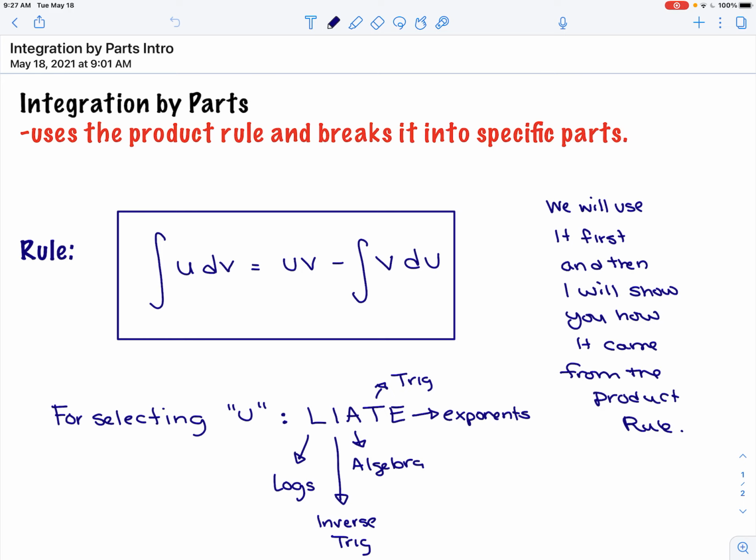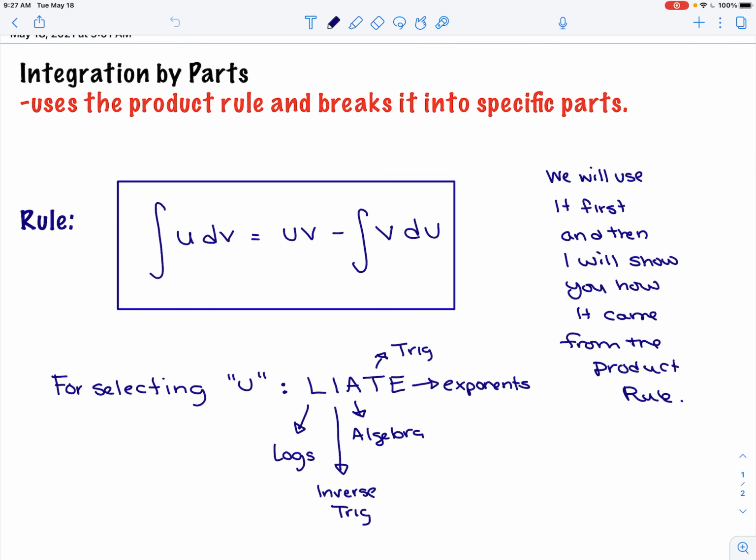The rule says that if you have the integral of u dv, it equals uv minus the integral of v du. It's really unfortunate that they use u and v, but I want to be consistent because that's what you're going to see in university, so I'm leaving it like that. The idea is you're going to break a question that you can't find the antiderivative of, that you can't use substitution for, up into two parts.